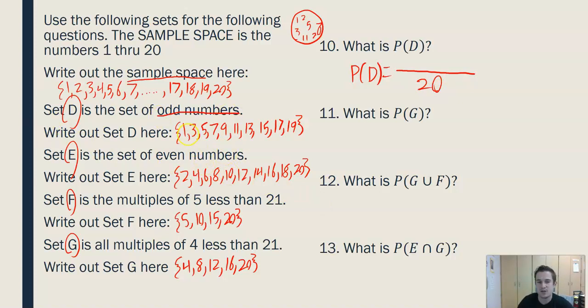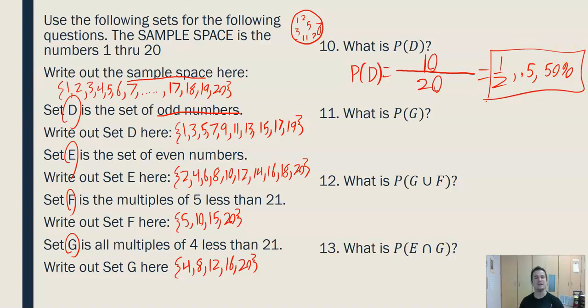Well, how many odd numbers are there? There's 1, 2, 3, 4, 5, 6, 7, 8, 9, 10. There are 10 odd numbers. So the probability of set D, or drawing a number that is in set D, is 10 because there's 10 numbers in set D, divided by 20 because there are 20 total possible outcomes. 10 divided by 20 can reduce to 1/2, which is 0.5 or 50%. So the probability of drawing an odd number out of a pool of the numbers 1 through 20 is 50%, because 50% of the numbers are odd numbers.